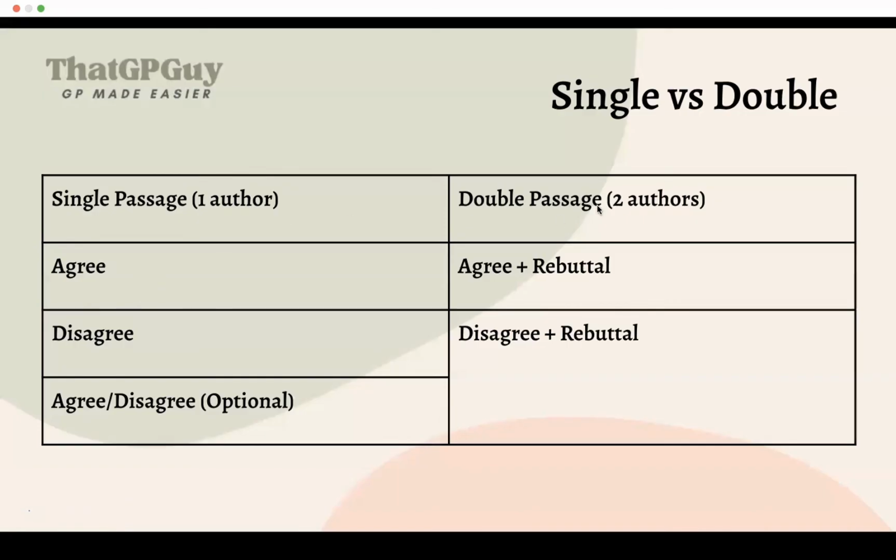But for 2 authors, you're writing 1 paragraph for author A and 1 paragraph for author B. So that's 1 paragraph for each author. In order to maintain the same nuance that you provided for the single passage example, you also want to do the same for each of these authors. And that is why we have an agree plus a rebuttal.